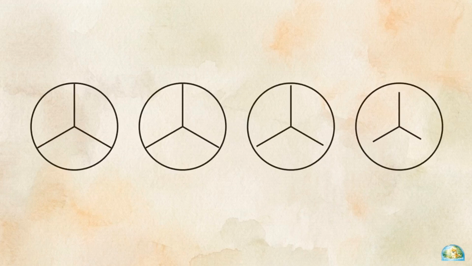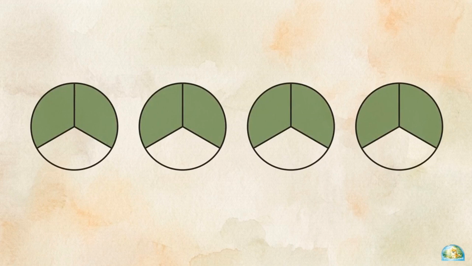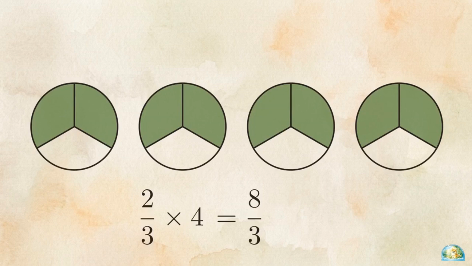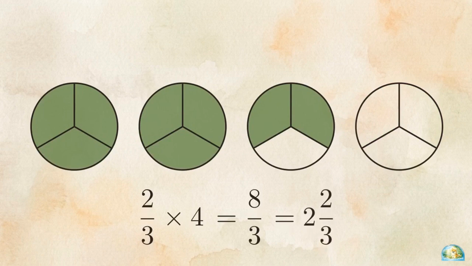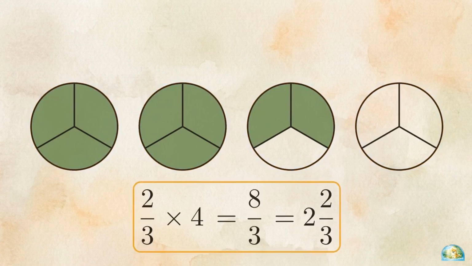Let's set up 4 equal groups, each containing 2/3 of the same size whole. 4 groups of 2/3 contain exactly 8/3. We write 8/3 as the mixed number 2 and 2/3. The unit remains the same whole used for each group. 2/3 times 4 equals 8/3, which equals 2 and 2/3.